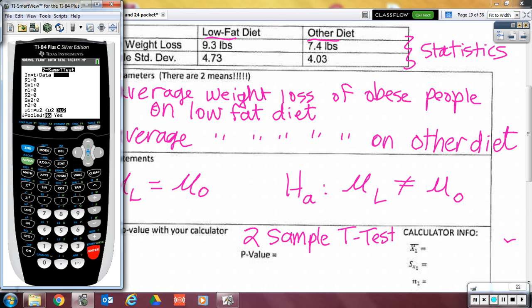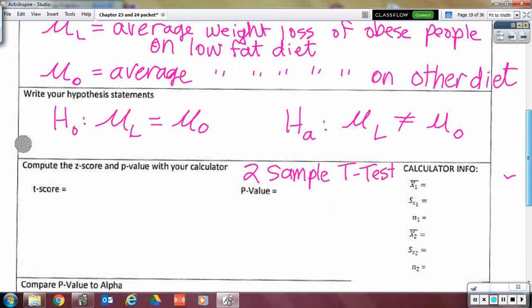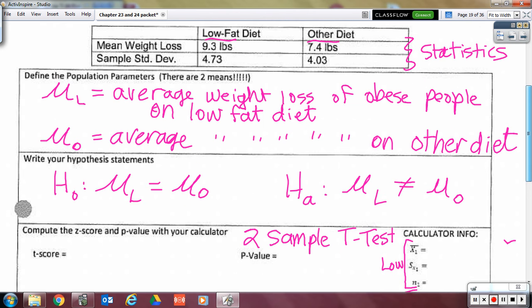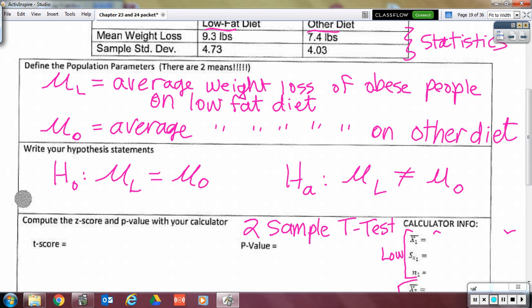We're on the thing that says stats. What does X bar 1 mean? The sample mean for the first group. Which one do you want to call the first group? This information here is going to be my low fat, and this information here is going to be my other. So what I'm going to put in my calculator is, the low fat has a sample mean of 9.3, sample standard deviation of 4.73, and a sample size of 100. I got that information right here, and the 100 I got from the paragraph.